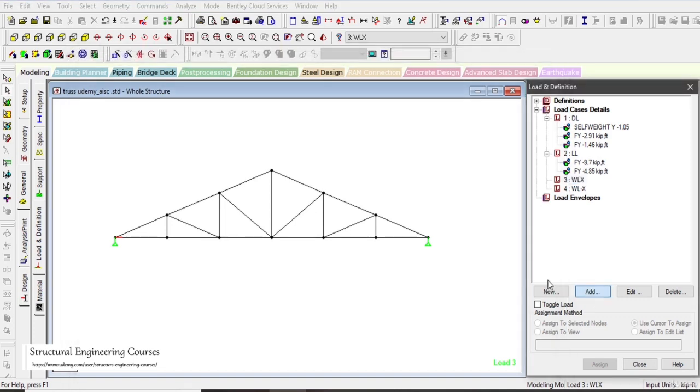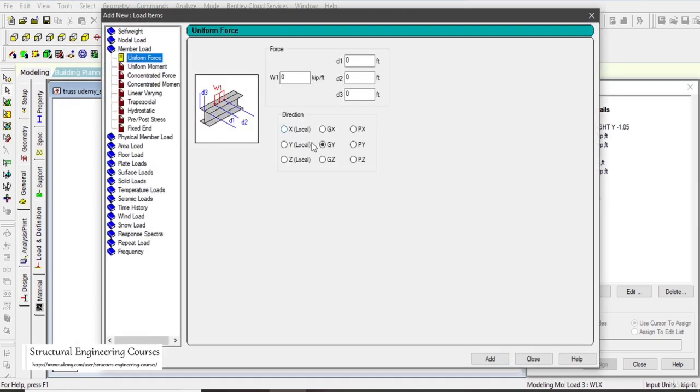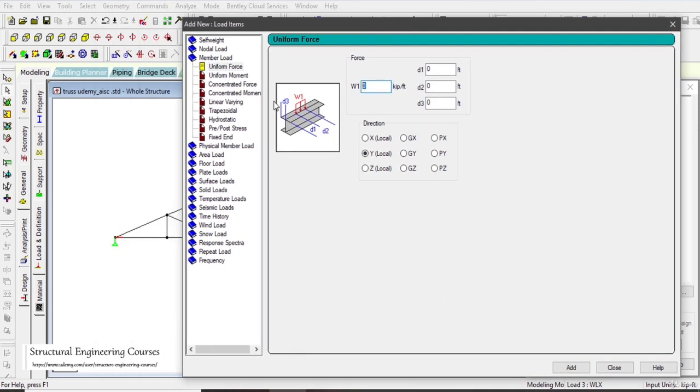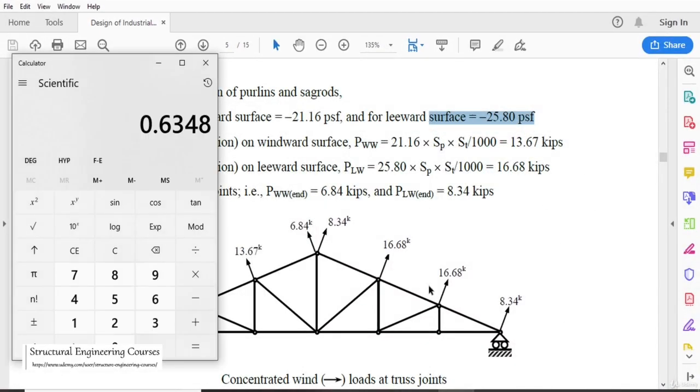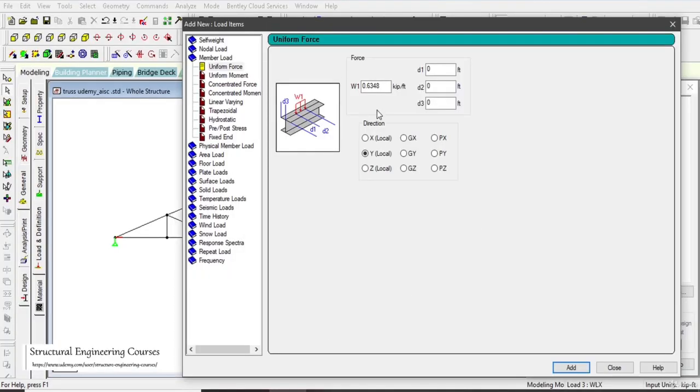So we can go to the wind load X here, and we can go to the member loading option here. We can select Y local here, and as the unit is kilo pascal per foot, we can apply 0.6348 for the windward here. And for the leeward side, what we do need to consider is 25.8 into 30 divided by 1000. So this UDL is coming out to be approximately 0.774. That is on the leeward side we do need to apply 0.774.